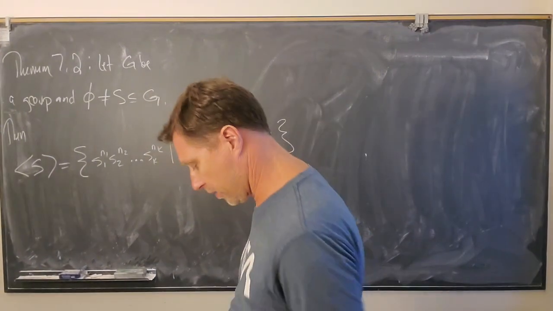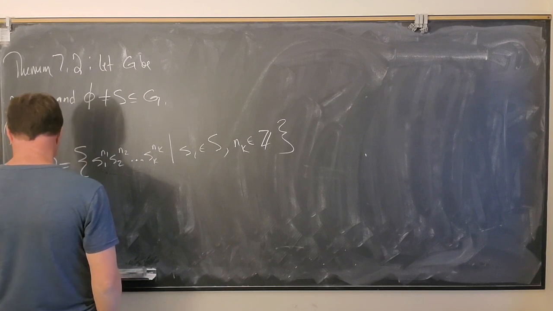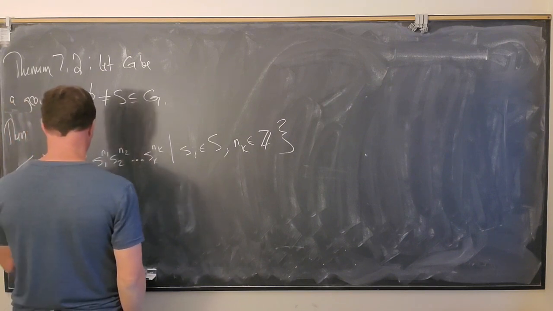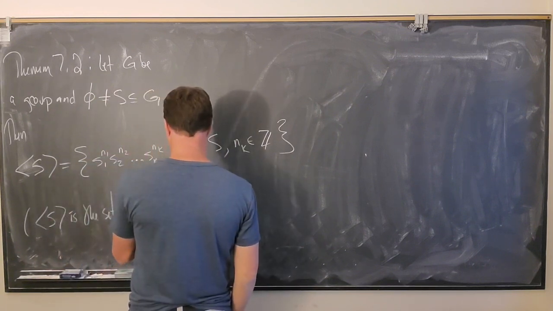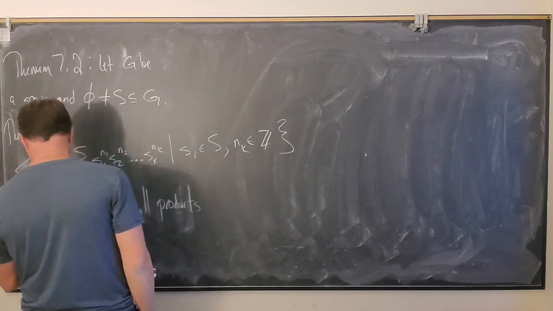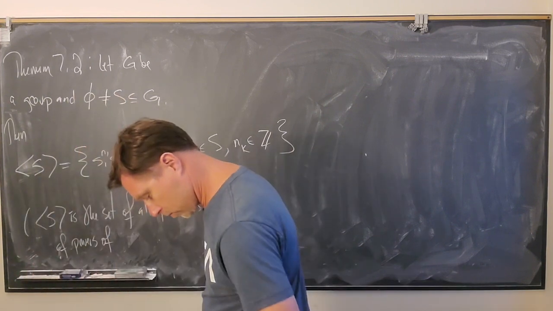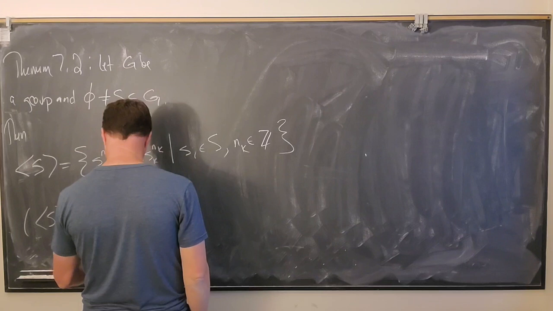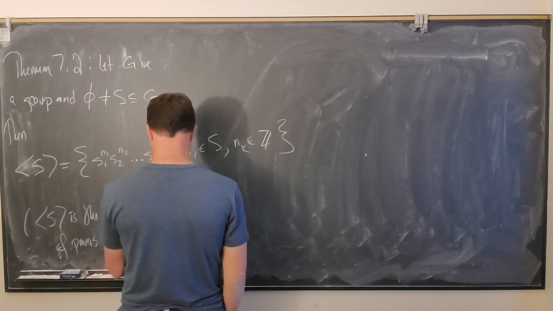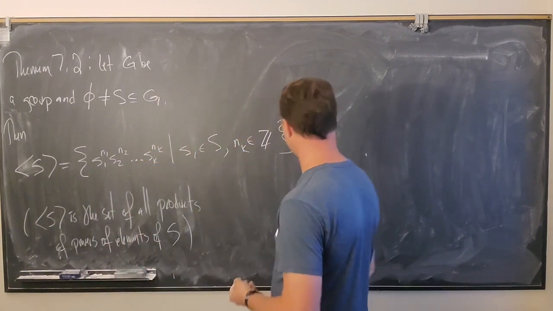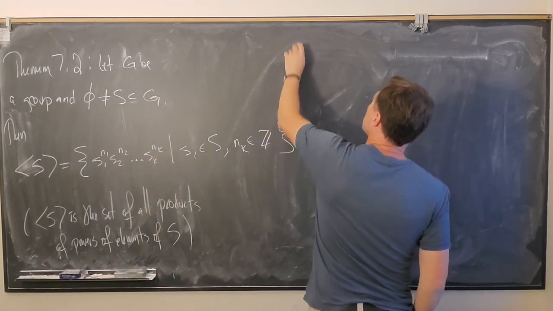So in fact, let's do a little bit of paraphrasing here. That's the end of the statement of the theorem, but before we do the proof: the subgroup generated by S is the set of all products of powers of elements of capital S. So there's a way to think of what angle bracket S looks like. Now for the proof.